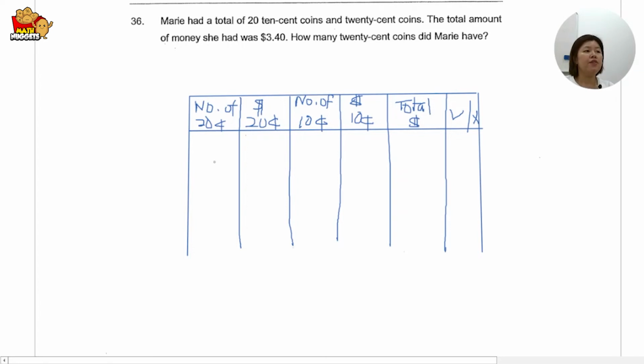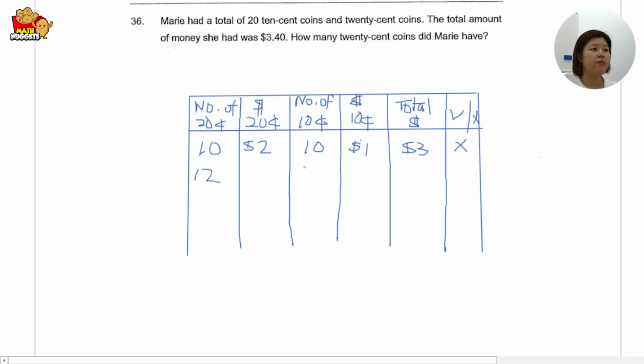Okay, we start with 10 each, so that it's easier to count. So 10 times 20 cents is actually $2. And 10 times 10 cents is actually equals to $1. So total is $3. But we are pretty close, we are 40 cents away. So means we need more. And 20 cents is bigger than 10 cents. So we increase maybe like 2 for our 20 cents.